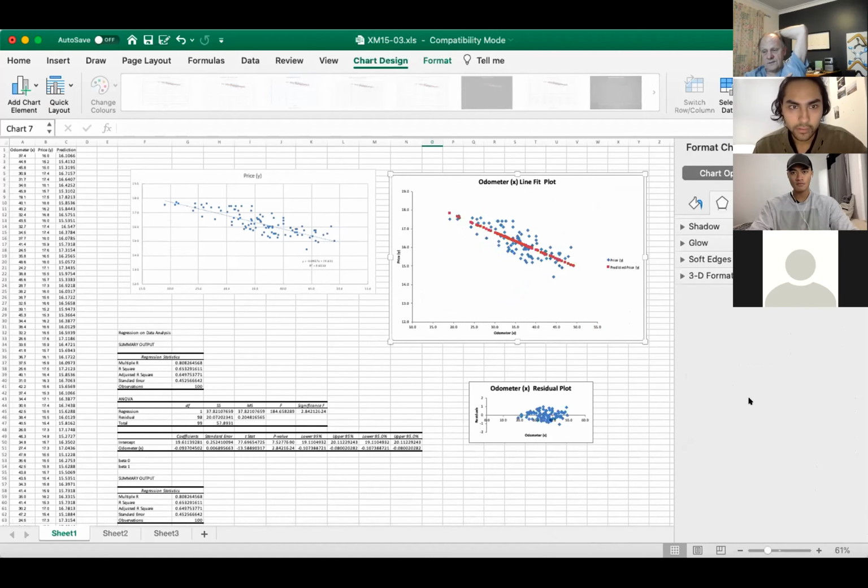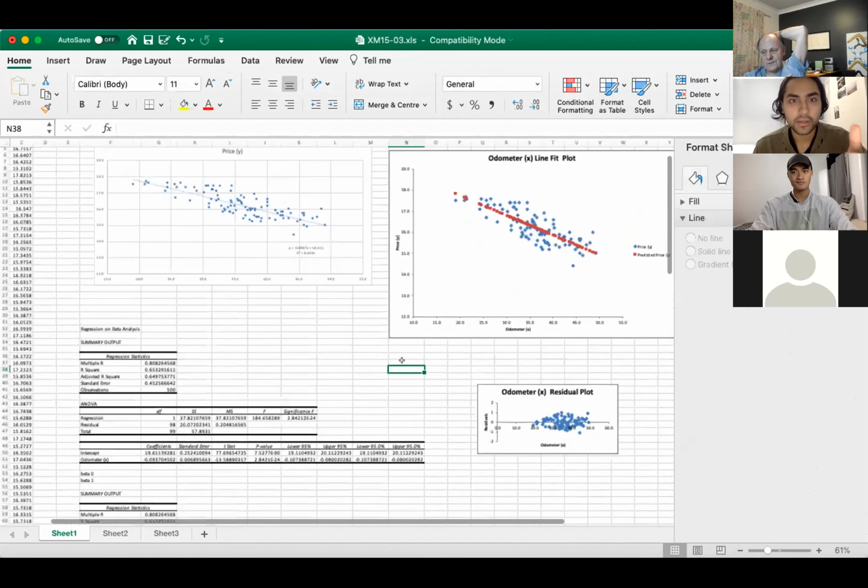Our graph is just nicer, but there it is. Can you see that? Nicholas, can you see it? Can you see what I see?